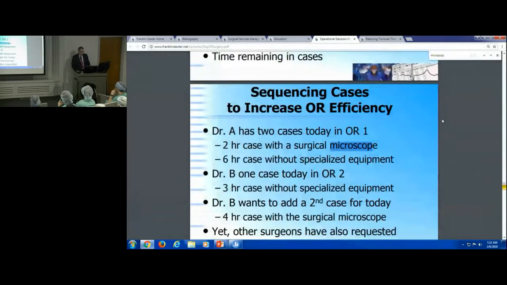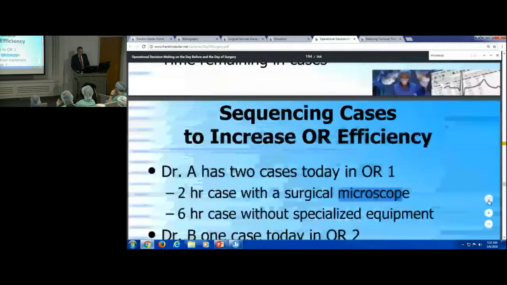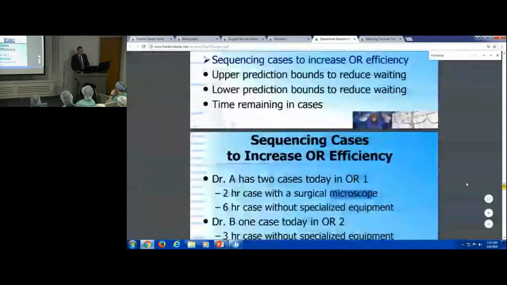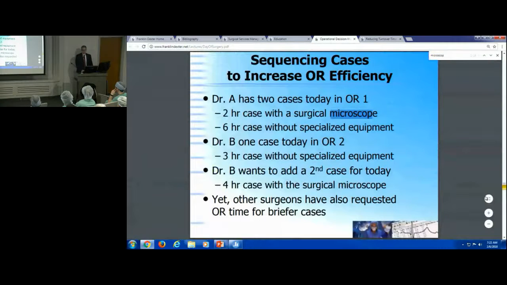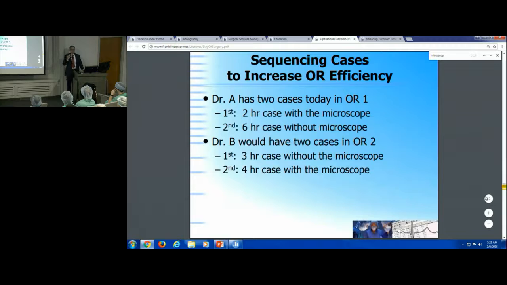Here we go. So the mathematics of what you're describing is how to deal with sequencing cases. Imagine you've got one surgeon who is going to do a case with a robot, and then another surgeon who's going to do a case without a robot, then with the robot. And how do you coordinate between the surgeons? Is that what you're describing?